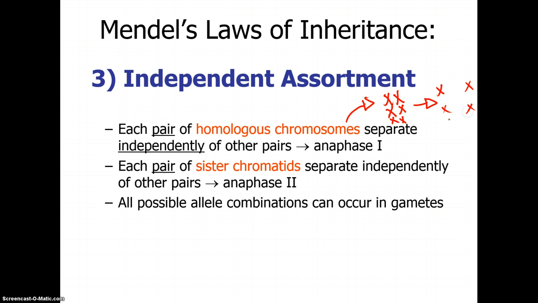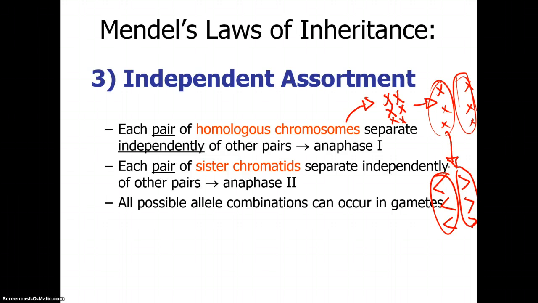I'm going to separate in anaphase 1 into two different cells, which then, I only have space to draw one of these. Then each pair of sister chromatids is going to separate independently. So remember, the sister chromatids get pulled apart into each gamete in anaphase 2, giving us half of this genetic information.